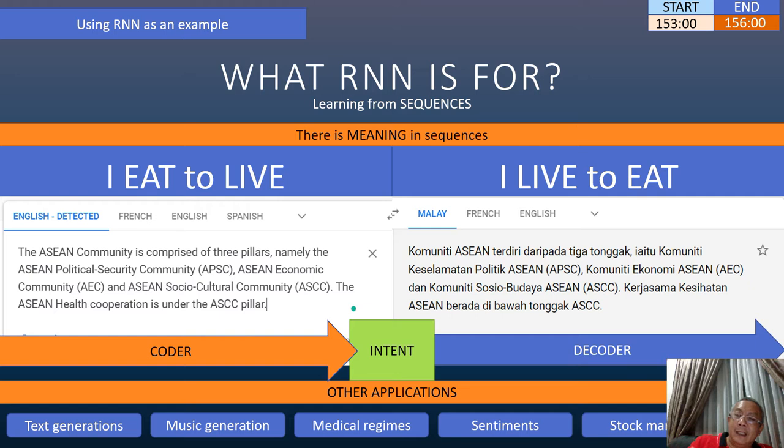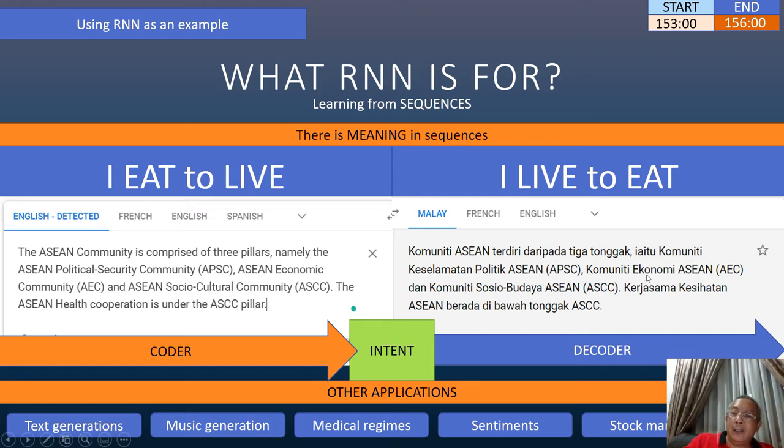But sometimes the data is of a nature such that the sequence of data is important, not only the quantity, because there is meaning in some sequence. For example, if you say, "I eat to live." So there's a sequence there. I eat to live. Number 1 is I, number 2 is eat, number 3 is to, number 4 is live.